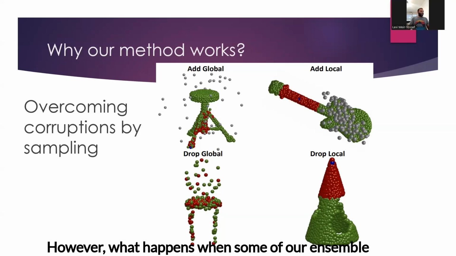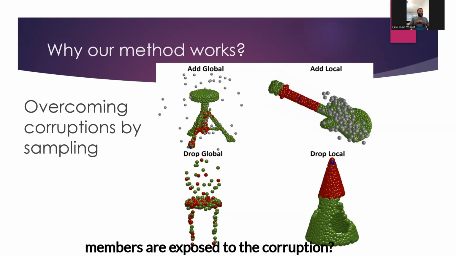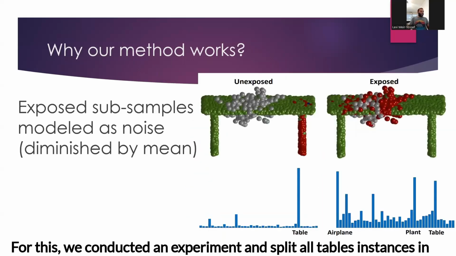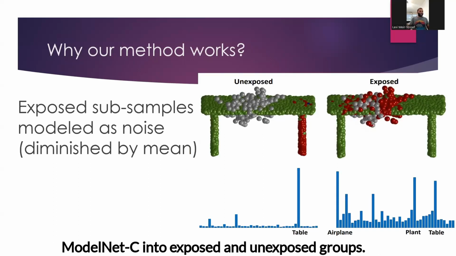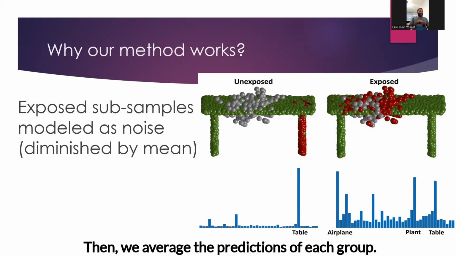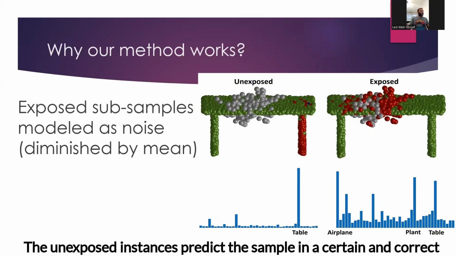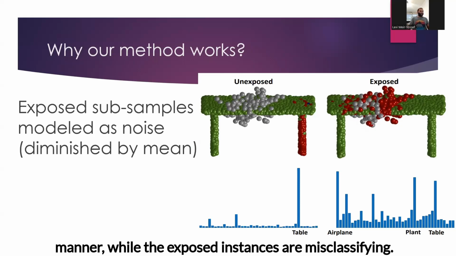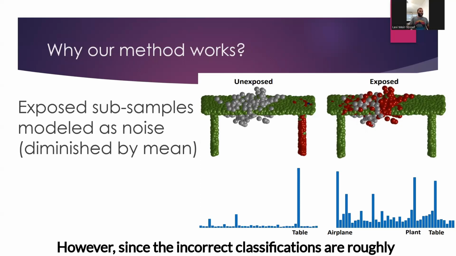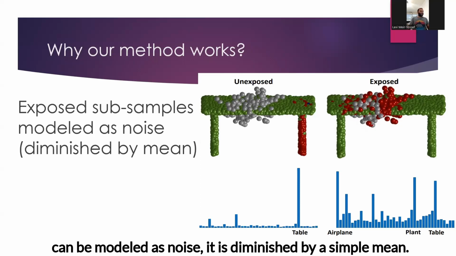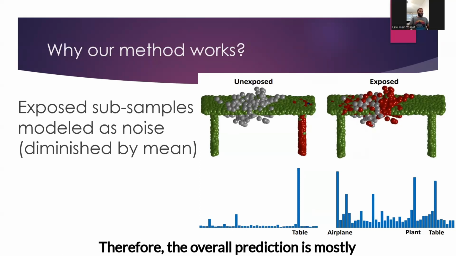However, what happens when some of our ensemble members are exposed to the corruption? For this, we conducted an experiment and split all table instances in ModelNet C into exposed and unexposed groups. Then, we averaged the predictions of each group. The unexposed instances predict the sample in a certain and correct manner, while the exposed instances are misclassifying. However, since the incorrect classifications can roughly be modeled as noise, it is diminished by a simple mean. Therefore, the overall prediction is mostly affected by the unexposed samples.